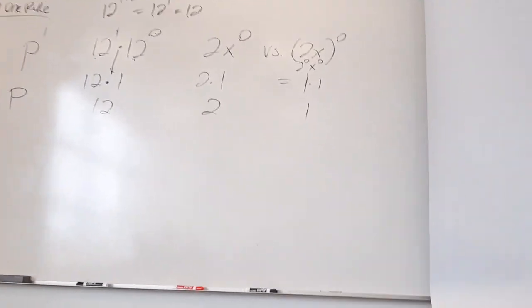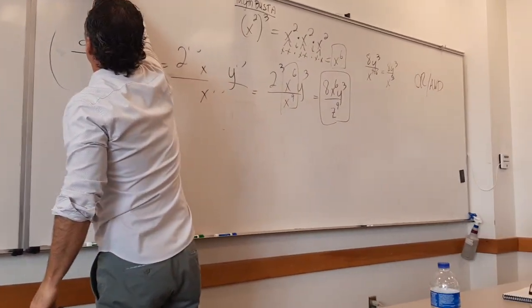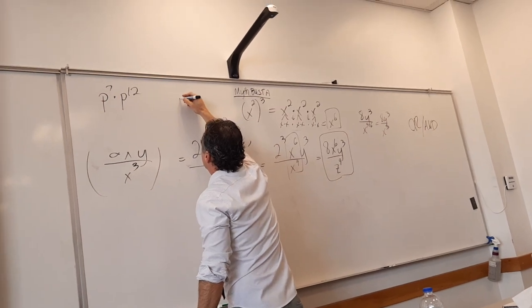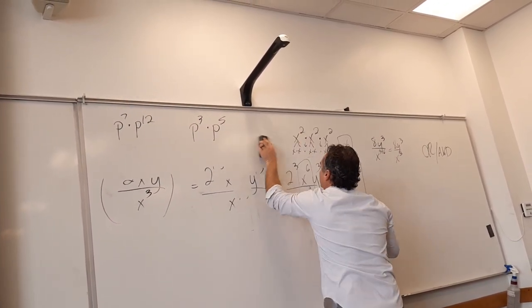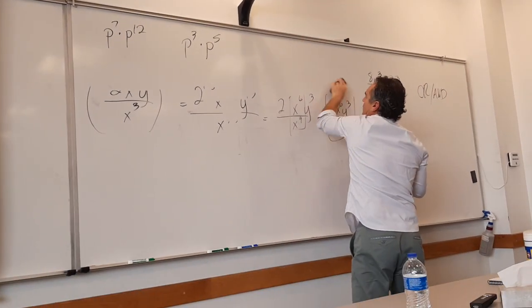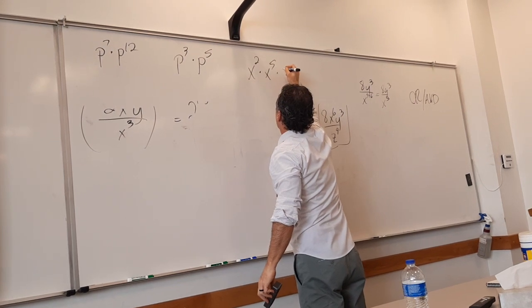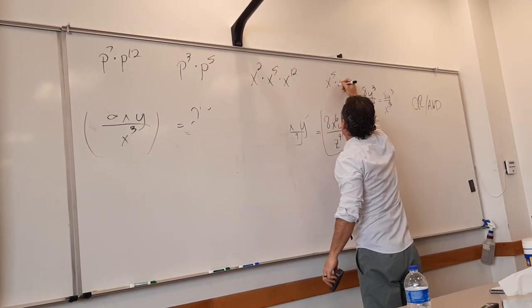You guys help me. Product rule. Okay? Read the problems to me. P to the 7 times P to the 12. Okay, what's my next one? P to the 3rd times P to the 5th. There's a lot of P going on here. Keep going. X to the 2nd times X to the 5th times X to the 12th. Any more? X to the 5th times X to the negative 5th.